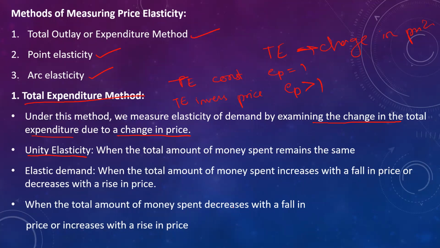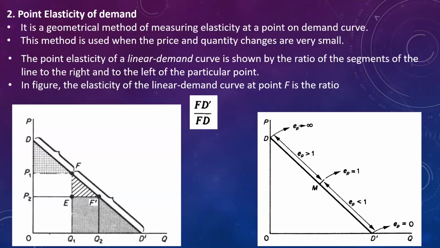And when total amount of money spent decreases with the fall in price, then it is the inelastic demand, that is, when total expenditure has direct relation with the price. At that time we have EP less than 1. So these are the three criteria which are used to measure the elasticity of demand in the total expenditure method.